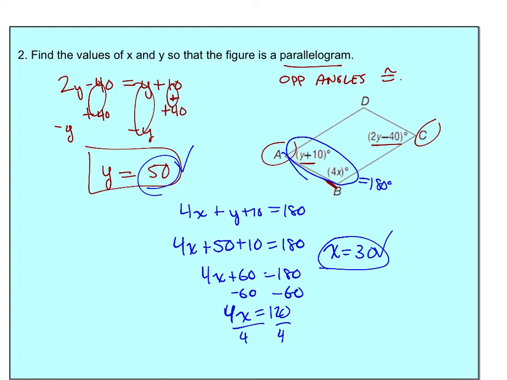Okay, and it's recognizing this step right here, that these two have to add up to 180. That kind of breaks this open for x.